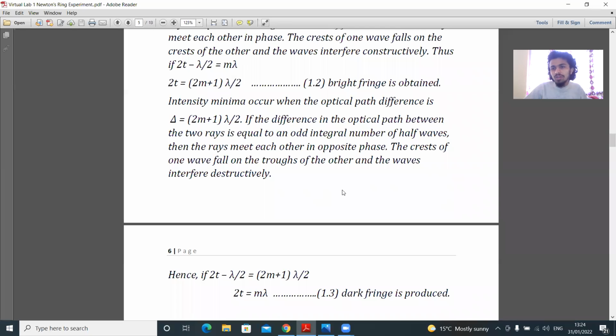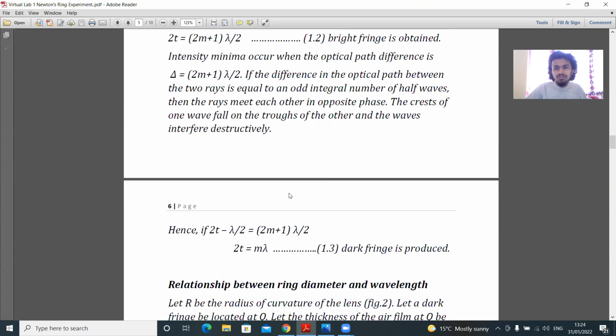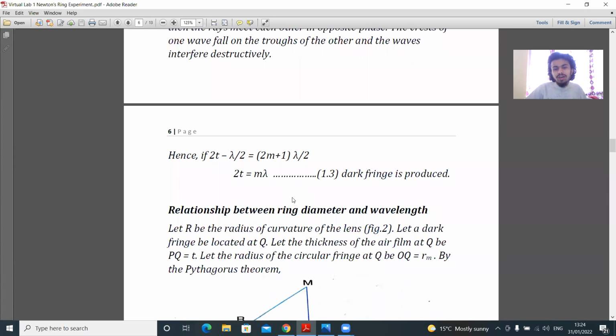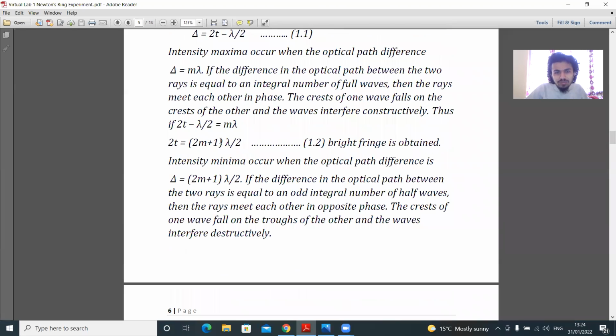If the crest of one wave overlaps, meaning superposes, with the trough of another, they interfere destructively. It means if the two waves are out of phase, they interfere destructively. Now this bright and dark fringe relation gives us the relation between thickness and wavelength. For a known thickness, the wavelength of light used can be obtained.